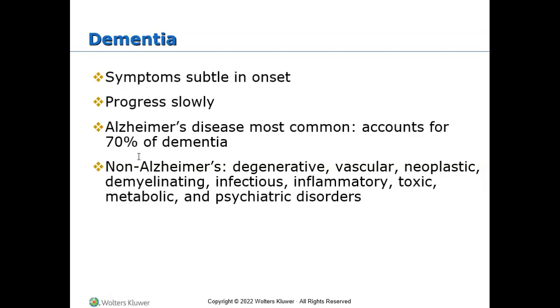Alzheimer's disease accounts for 70% of dementia. Non-Alzheimer's is all those different types. There's actually over 100 types of dementia. So you have degenerative brain disease, vascular dementia, neoplastic, which is due to chemo, demyelinating, so you're losing the fibers around the nerves, infectious, inflammatory, toxic, metabolic, and psychiatric disorders.